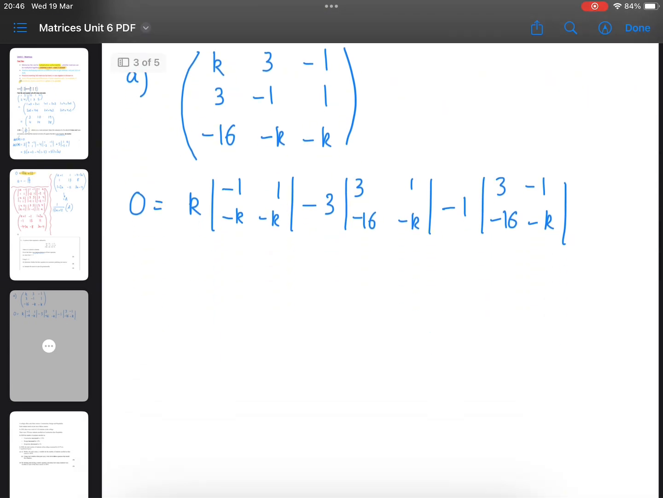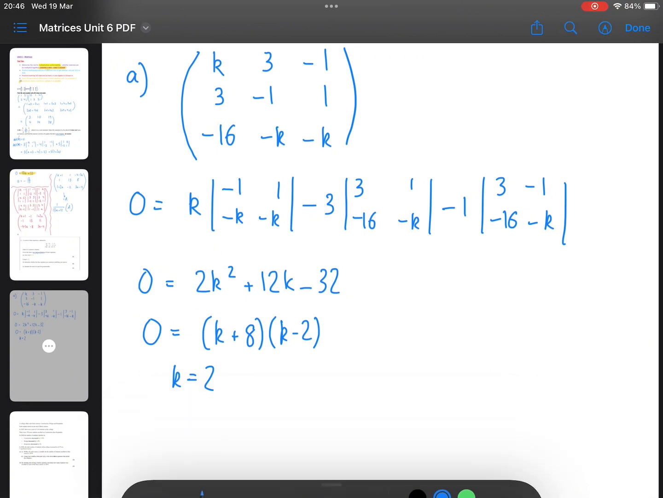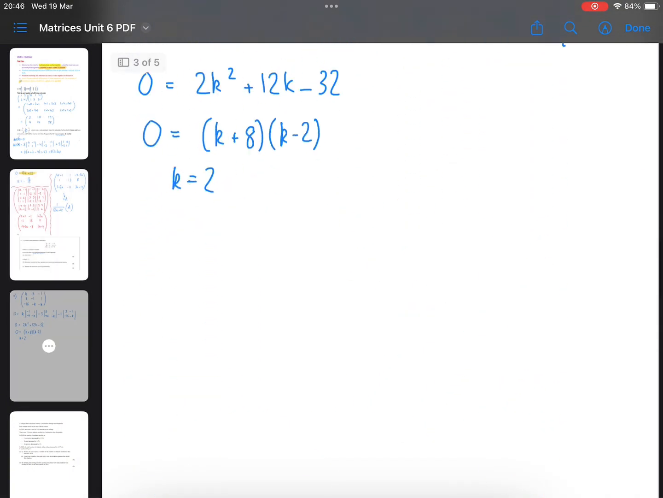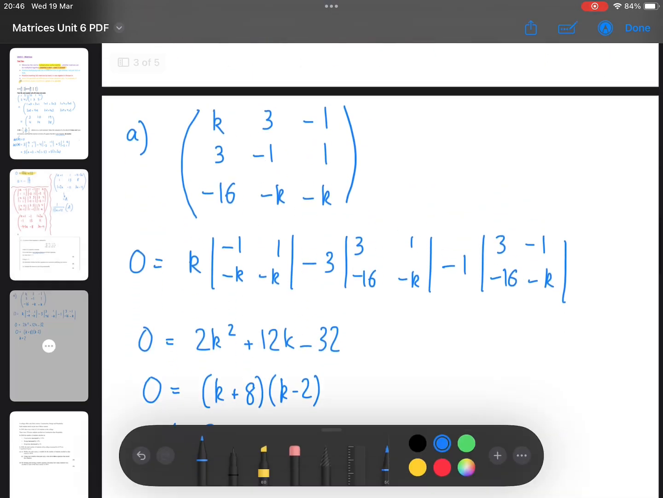And if you evaluate that, we get 0 equals 2k squared plus 12k minus 32. If you expand it all out, that's what you get. And then you can simply factorize that. You divide through by 2, and you end up getting k plus 8, k minus 2 equals 0. They told us k was a positive constant, so k equals 2. Because it's a positive constant, you should write that as well. So that's the first part of the question done. Might need to erase it. No, it should be. I'll erase it.